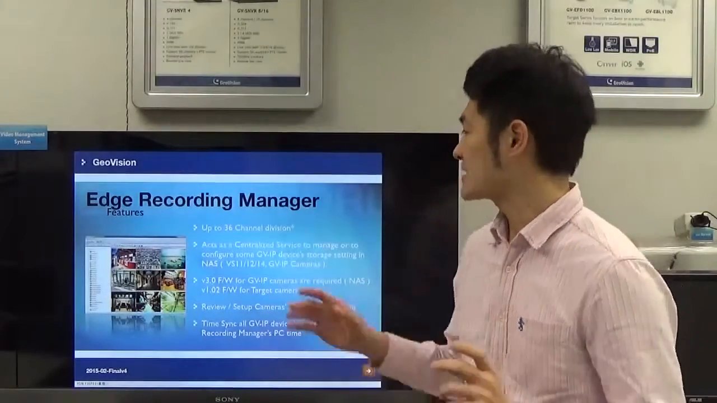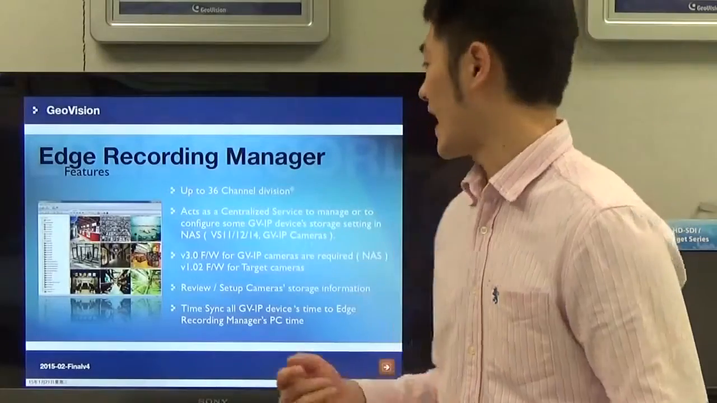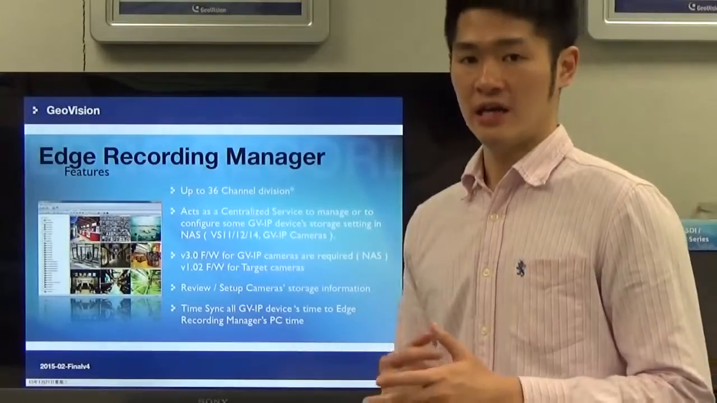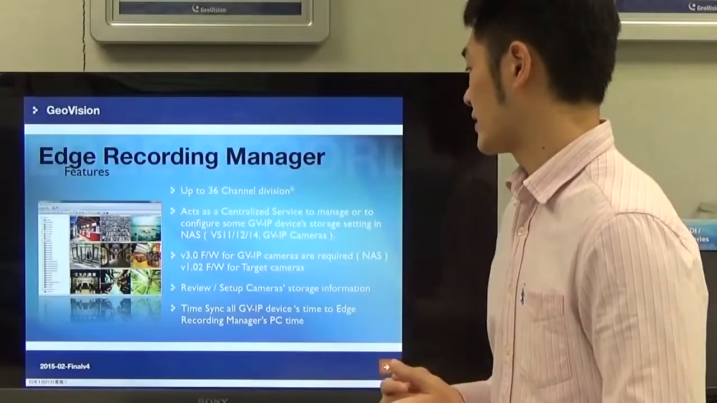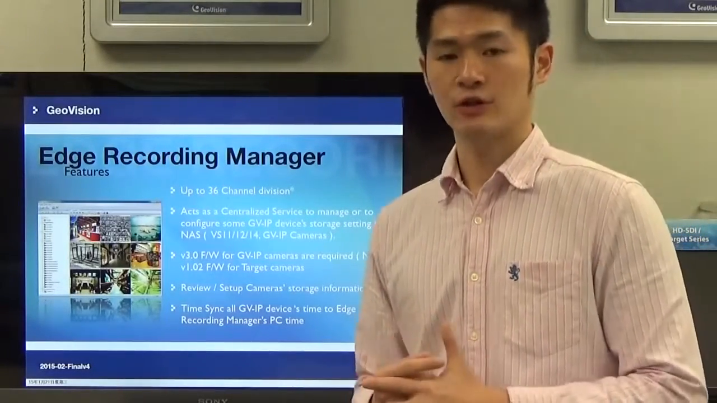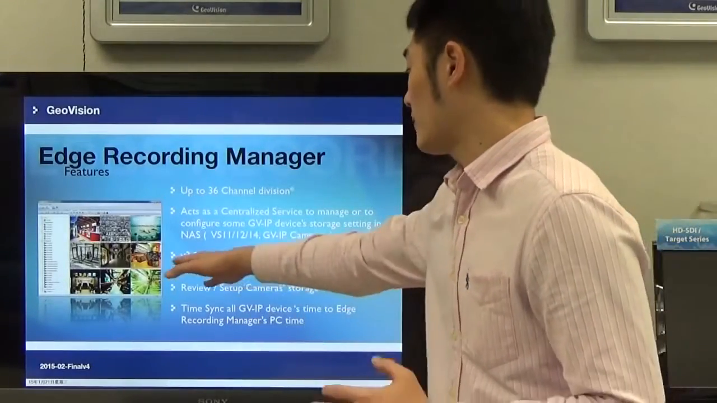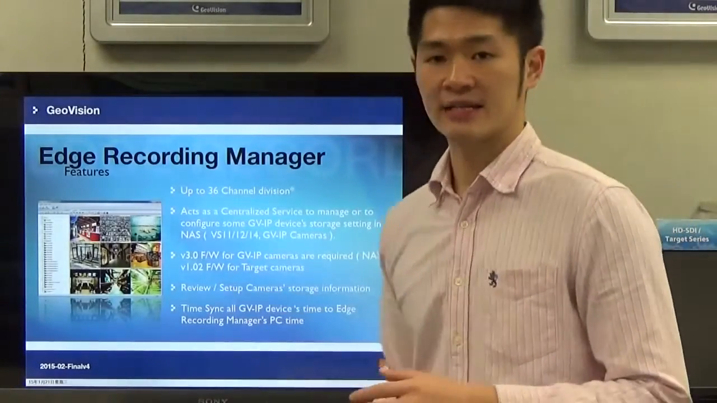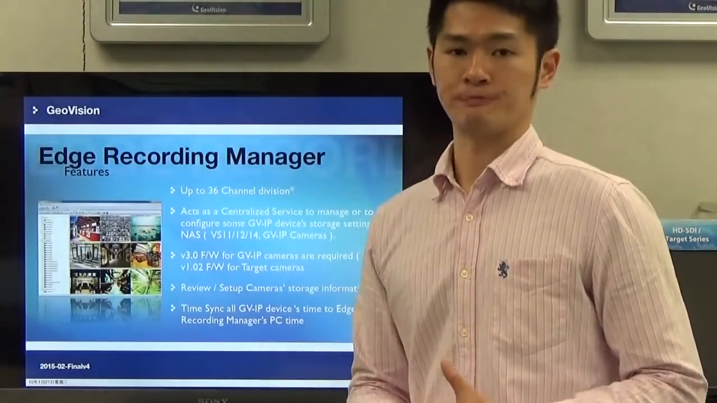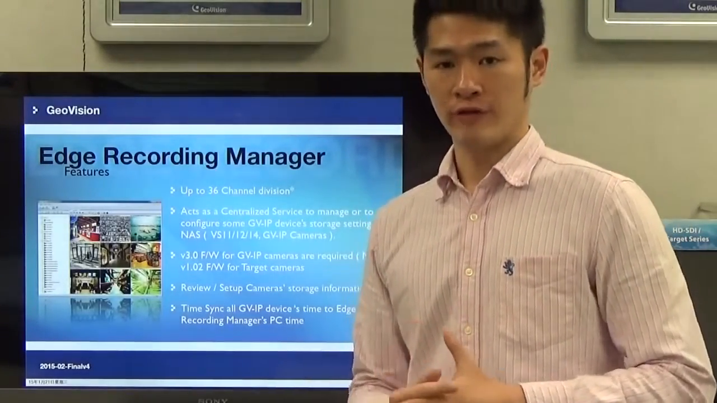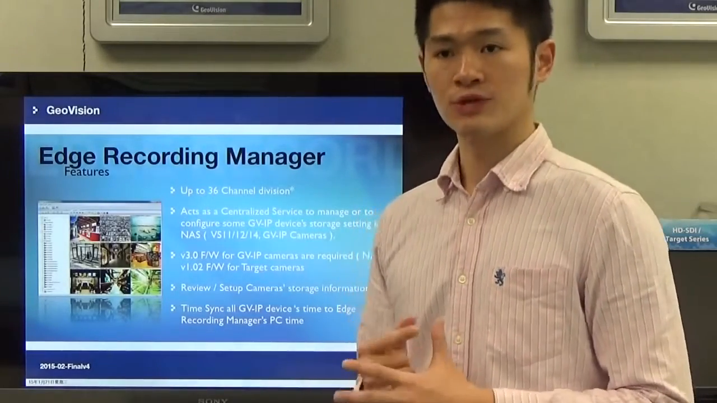window. And the next feature is that Ad Recording Manager acts as a centralized service to manage or configure some GeoVision camera storage settings in NAS, for example, video servers or GeoVision cameras. For camera support of NAS features, the firmware version has to be 3.0 for GeoVision cameras, and for the Target series cameras, it has to be 1.02. Through Ad Recording Manager, you can review and set up the camera storage information, which is very helpful.